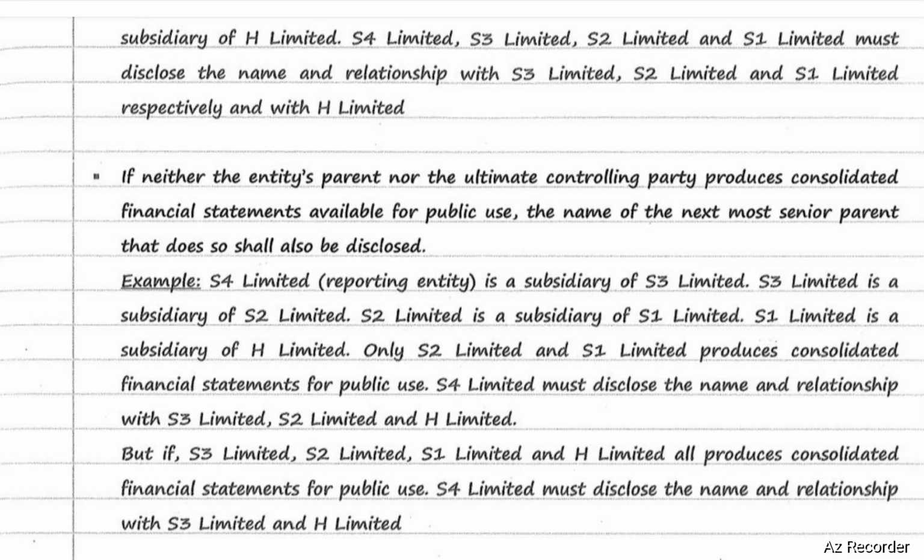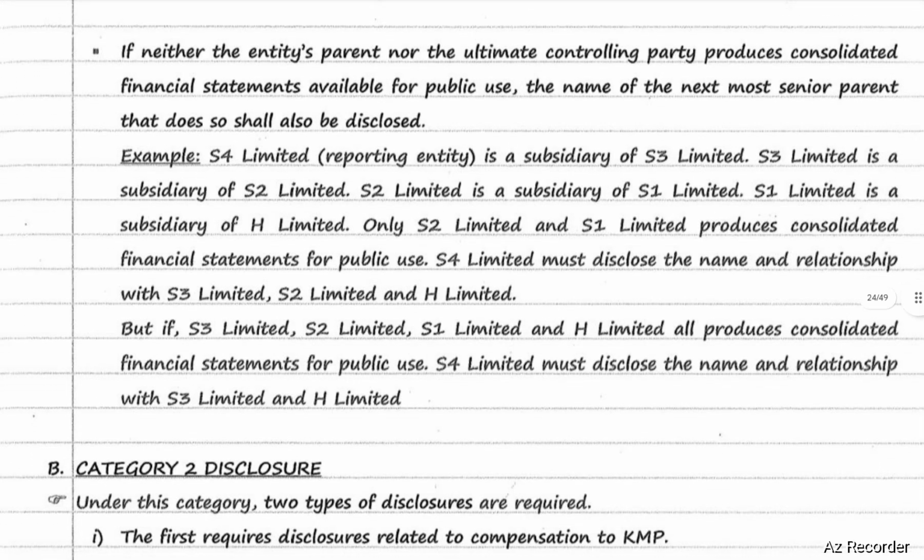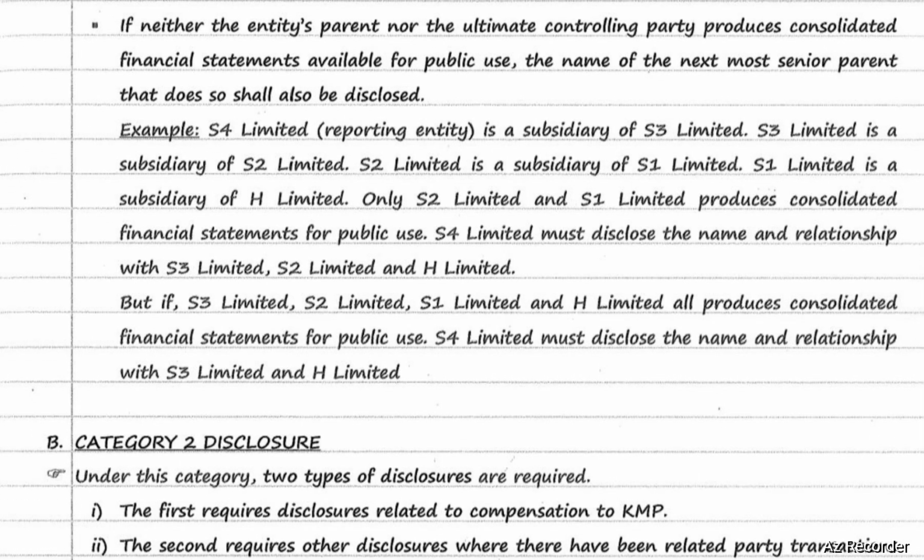If neither the entity's parent nor the ultimate controlling party produces consolidated financial statements available for public use, the name of the next most senior parent that does so should also be disclosed. Example: S4 Limited, a reporting entity, is a subsidiary of S3 Limited. S3 Limited is a subsidiary of S2 Limited. S2 Limited is a subsidiary of S1 Limited. S1 Limited is a subsidiary of H Limited.